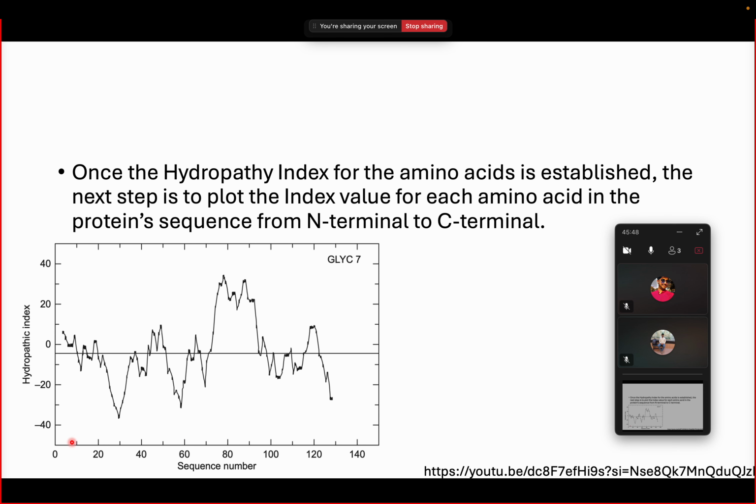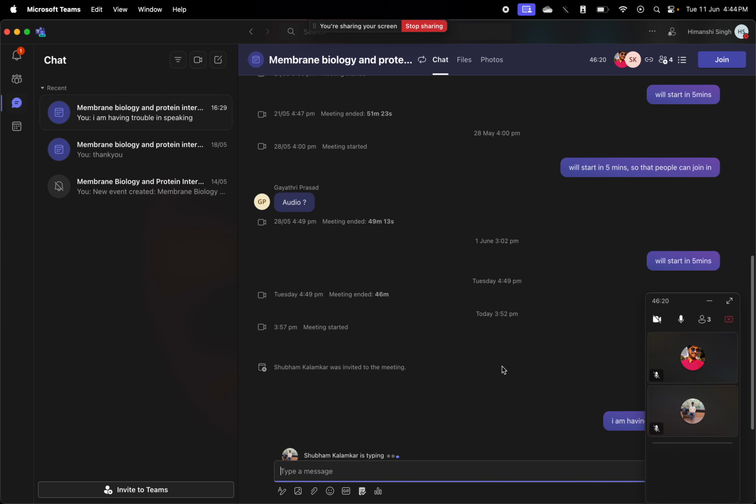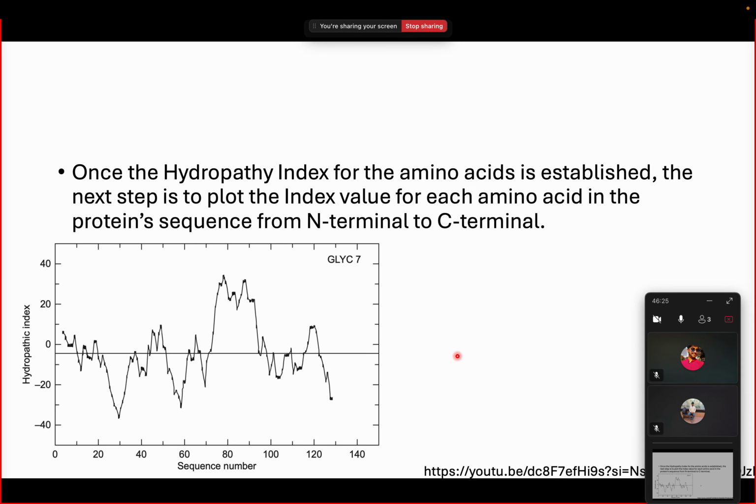If we look at the residues ranging from the first residue till the 125th, 130th residue. Yeah. I hope you guys might have got the right answer.